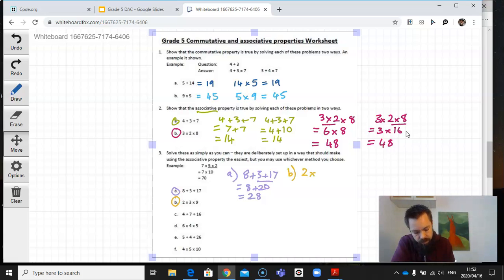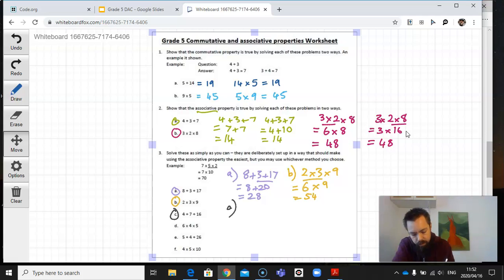2 times 3 times 9. For this one, I definitely think that 2 times 3 would be the easiest start. So 2 times 3 is 6. Leave my 9 alone. 6 times 9 is 54. That's why knowing your times tables is so important.